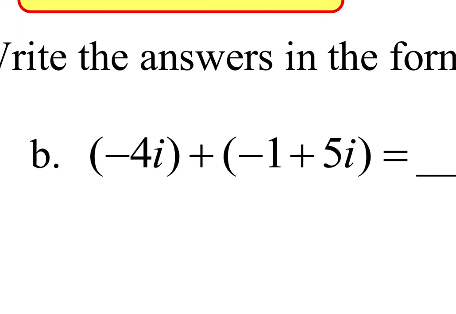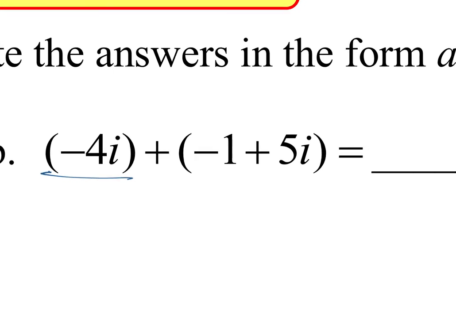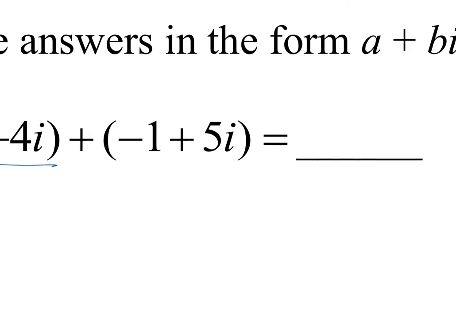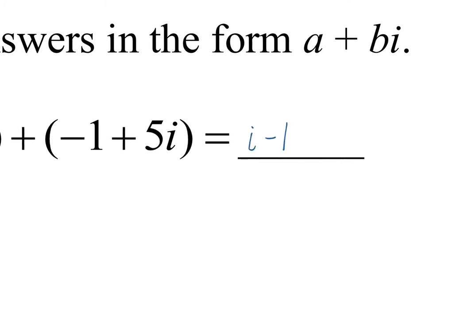Okay, on the next part, there's no real part. It's only imaginary, and that's the -4i. We're going to combine that with the 5i. So -4i plus 5i is just 1i, and then plus a -1. And we're done with that one.